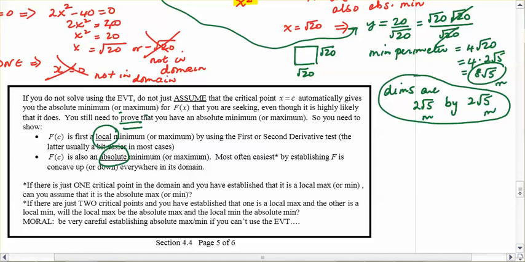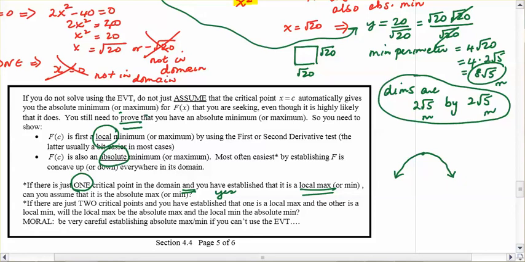Couple of small points to make. If there is only just one critical point in the domain, and you have established that it's a local max or local min, as the case may be, can you assume that it's the absolute max or min? And actually in this case it is yes. If there is only one critical point and you know it is a local max, it will be an absolute max, because if there are no other critical points, the graph cannot change direction and start coming up again.